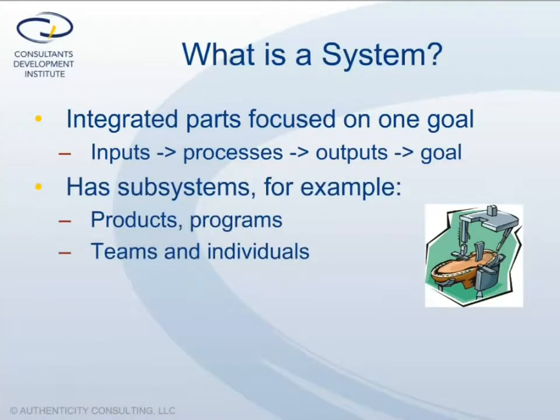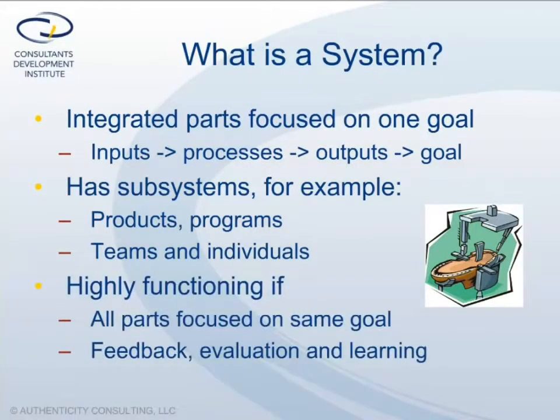A system is often made up of smaller systems or subsystems. For example, a car is made up of an electrical system and a mechanical system. Organizations are made up of many subsystems, such as products, services, programs, groups, and individuals. Each system has inputs that are processed to deliver certain outputs that are needed by other systems. If one part of any system is changed, the nature of the overall system is changed. That's extremely important for consultants to realize.